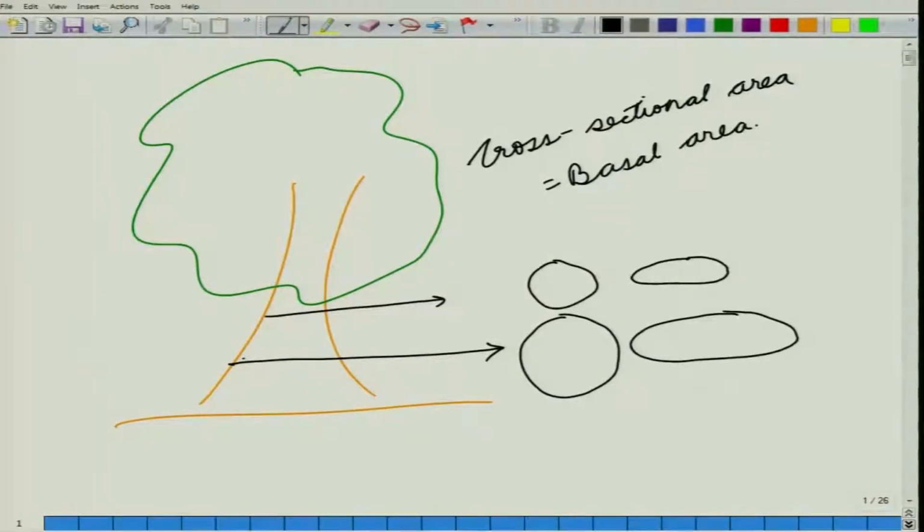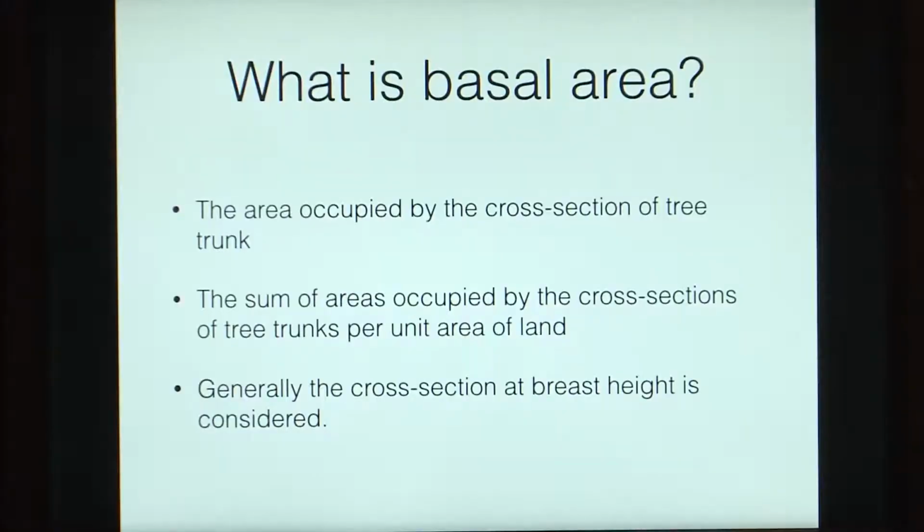Now coming back to the slide. So the area occupied by the cross section of a tree trunk is the basal area. The sum of areas occupied by the cross sections of the tree trunks per unit of land is called the basal area of a stand.